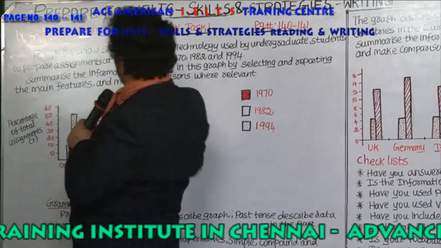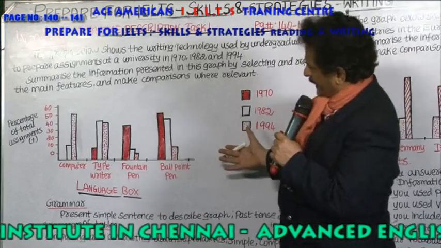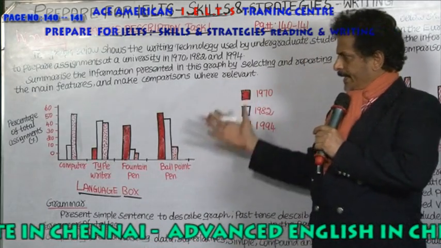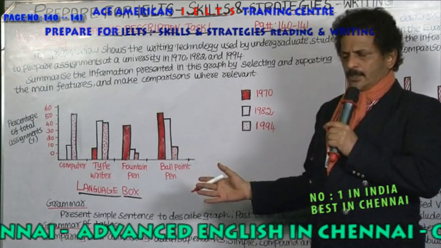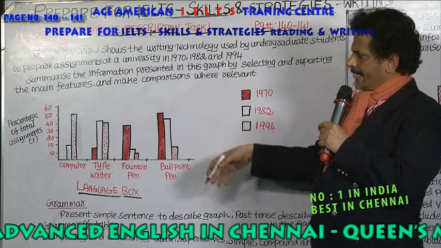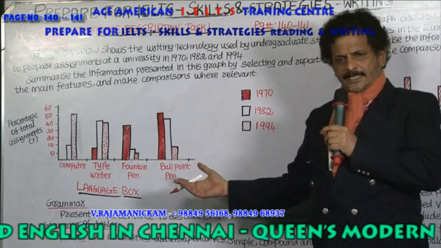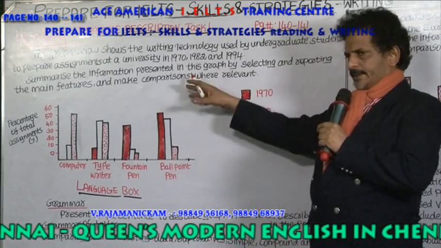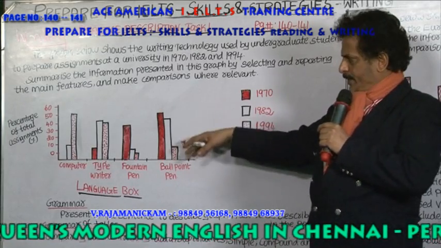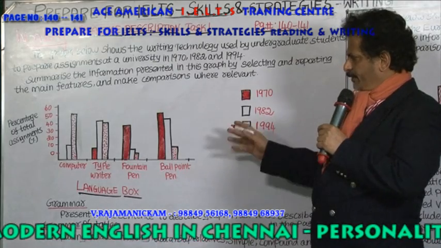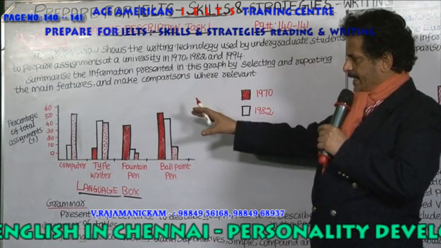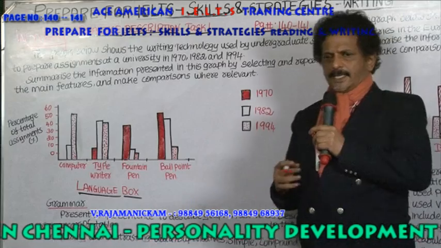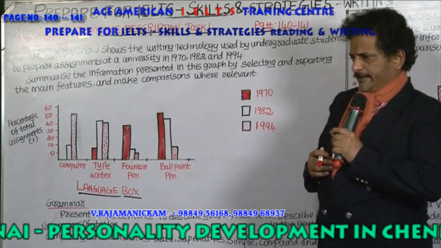So here what you do, a graph is given like this, where in the x-axis and y-axis you have different data, different subjects, with the skyscrapers going up and down. So you have to interpret, understand the concept and write it in almost 2 to 3 paragraphs.